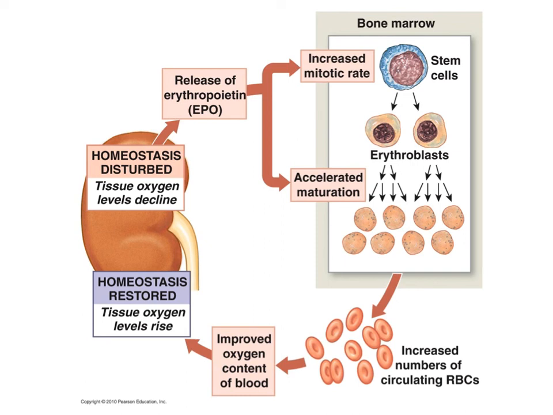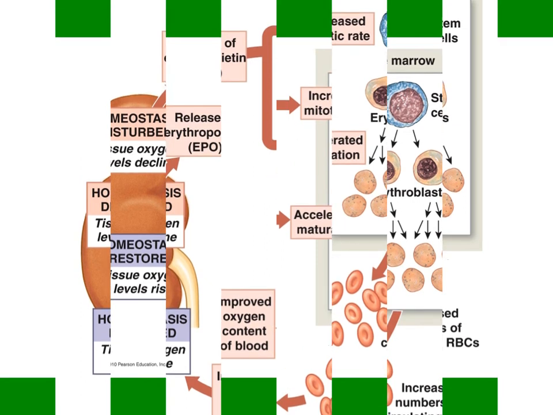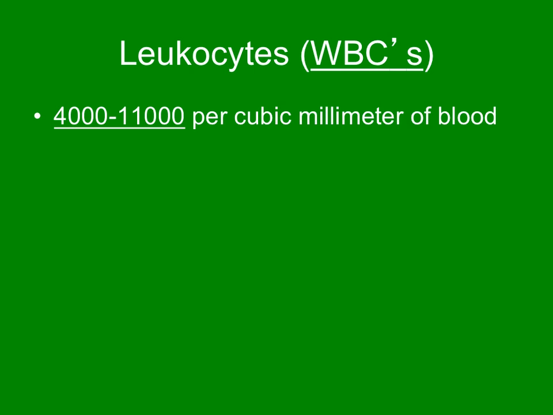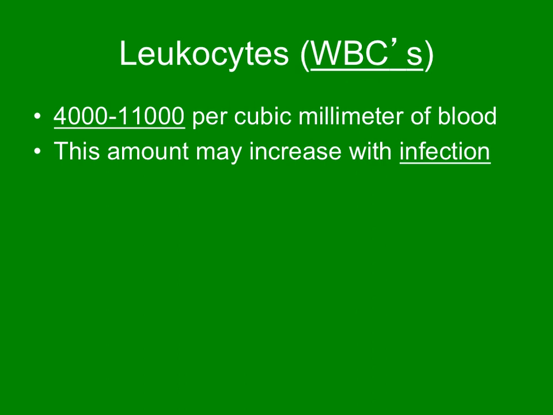So that is the red blood cell. But we have two other types of cells. The next one is the leukocytes, or the white blood cells. In terms of numbers, we have far less in that drop of blood. We only have about 4,000 to 11,000 per cubic millimeter. But this amount can change and fluctuate. In times of infection, we will have more.